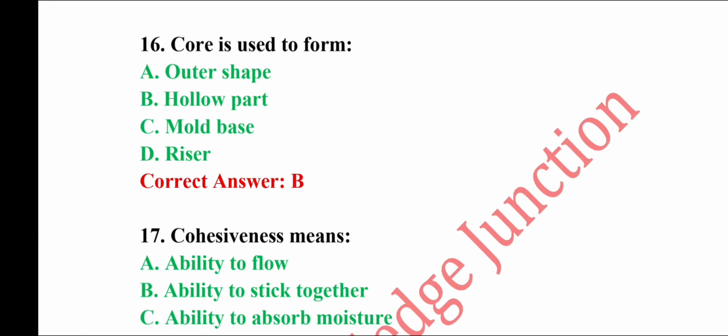The question number 16 is core is used to form. The options are outer shape, hollow part, mold base and riser. Core किसके लिए यूज होता है? Correct option is B, hollow part. Core यूज होता है hollow part को बनाने के लिए.